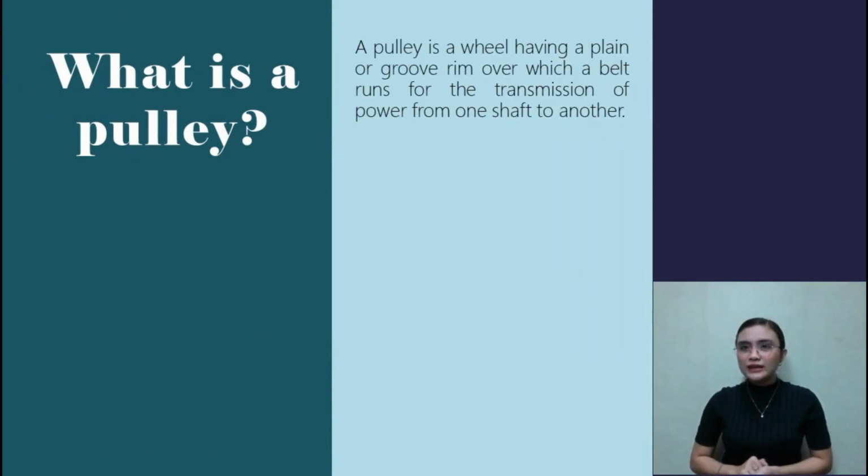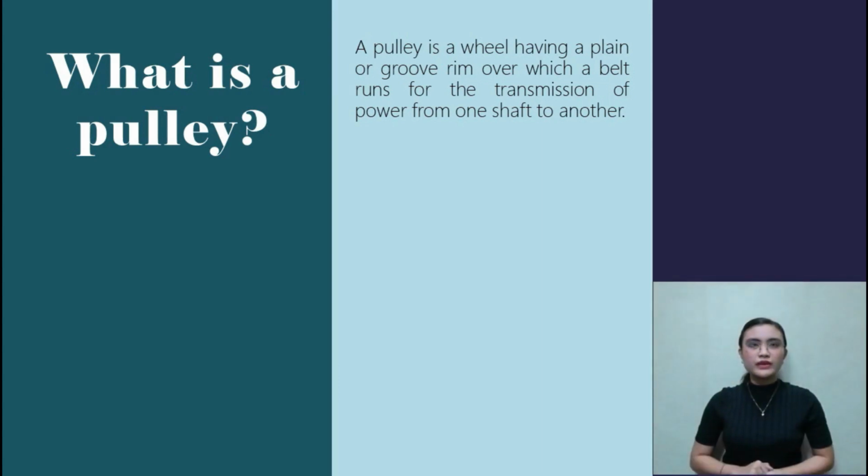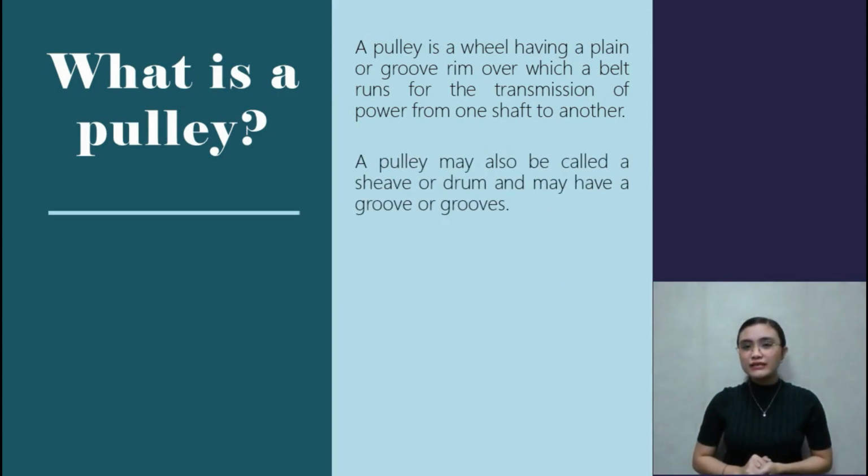A pulley is a wheel having a plane or grooved rim, on which a belt runs for the transmission of power from one shaft to another. So basically, a pulley is made up of a wheel and its driving element, which could be a belt or other. Pulleys can also be called sheaves or drums, and may have a single groove or many grooves.